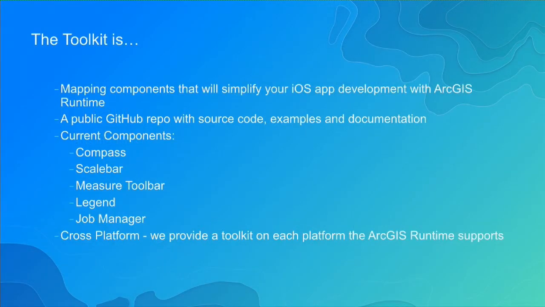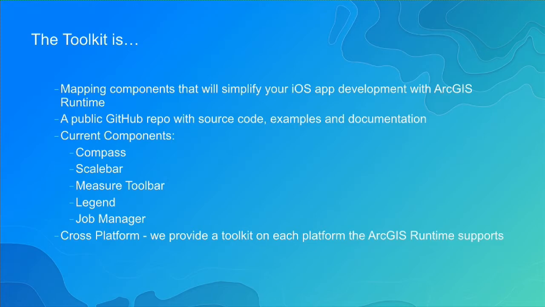The toolkit is essentially a set of components that allow you to add GIS mapping functionality easily without you having to write them yourself. It is a public GitHub repo, so the source code is available. There's documentation and examples.